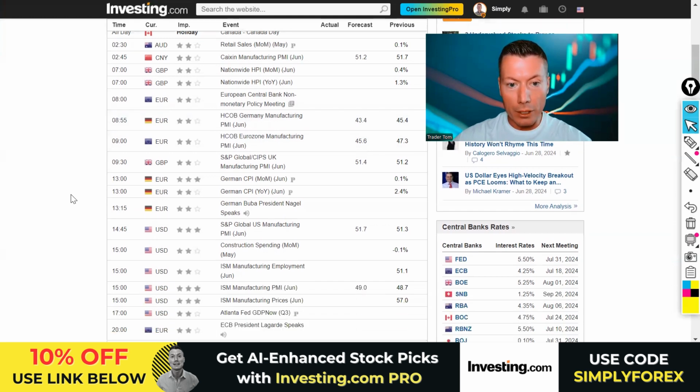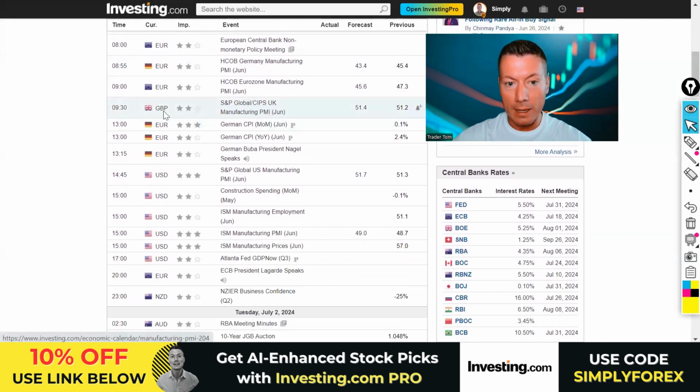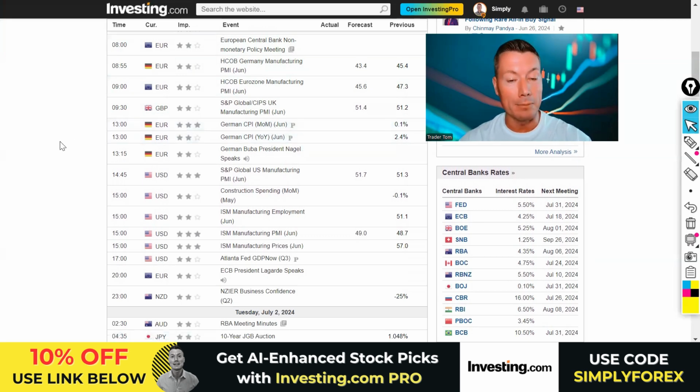Also, guys, 9:30, we've got manufacturing PMI coming out of the UK. All of these times are London GMT. So again, could move the pound. The big news for today, I would say, is this. At 1 o'clock, coming out of Germany, we've got CPI month on month and year on year. So inflation's still super important, guys. This could really move the euro pairs.